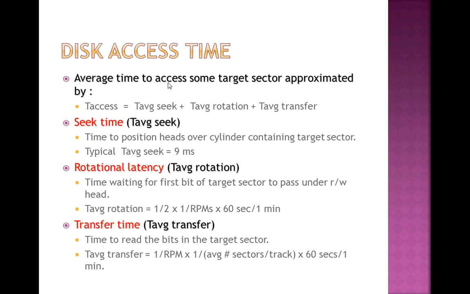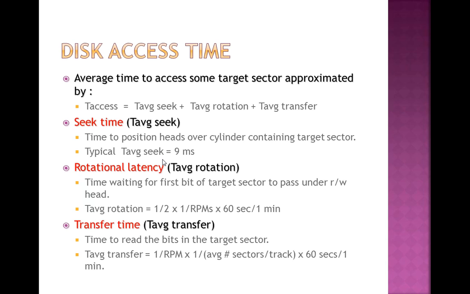Then what is the seek time? How can we calculate the seek time? T average seek is the time taken to position the heads over the cylinder containing the target sector, known as the seek time. That is the average time taken to reach a particular cylinder. The typical T average seek equals 9 milliseconds. This is the average time used for going to the sector, known as the seek time.